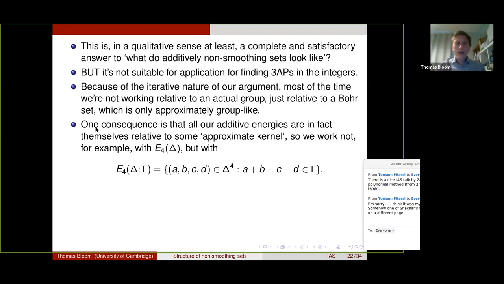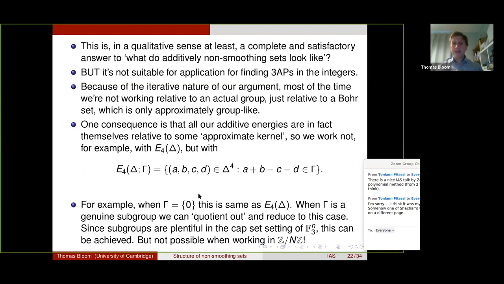And that means in particular that when I get all these bounds about energies, I sort of lied in the previous talk, because I don't actually know what E4 of delta is when I'm working relative to some Bohr set. I actually know what the energy is relative to some approximate kernel. So I have lower and upper bounds for things like E4 of delta relative to gamma, which counts the number of four-tuples A, B, C, D such that A plus B minus C minus D isn't necessarily equal to zero, but is a member of gamma. So gamma is some sort of approximate ball around zero, for example. It's the regular E4 of delta, but with this quotient operation by gamma. So when gamma is just equal to zero, this is the same as our E4 of delta. And when gamma is a genuine subgroup, you can quotient out delta by gamma and reduce to the case of the regular E4 of delta.